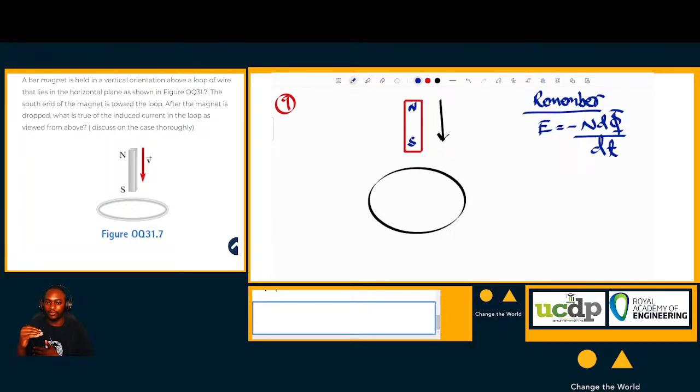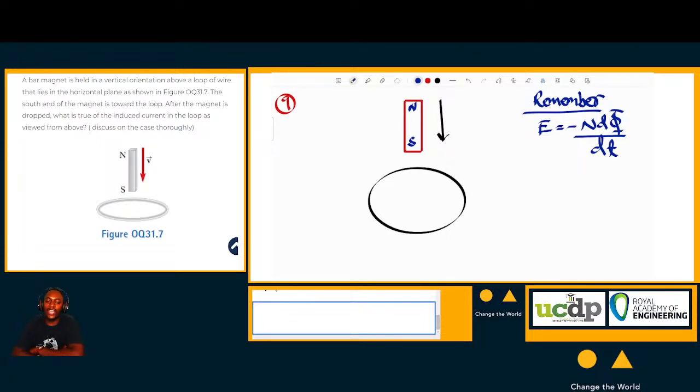Did you get it? Yes, sir. So which means the flux has increased from a lower value when the magnet was at the top to a point where it's maximum when the magnet is now in or just closer to the loop. So the flux has increased. And remember, for a current to be induced in that circular loop, there has to be a change in magnetic flux. So we can confirm that as that magnet falls towards the loop, there is going to be a current that is going to be induced in that circular loop.